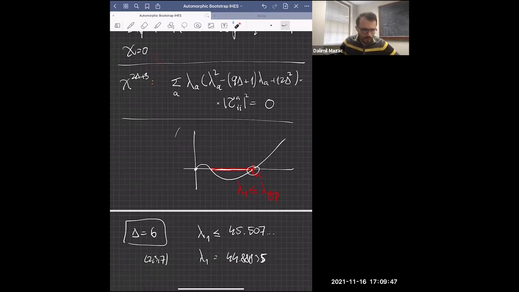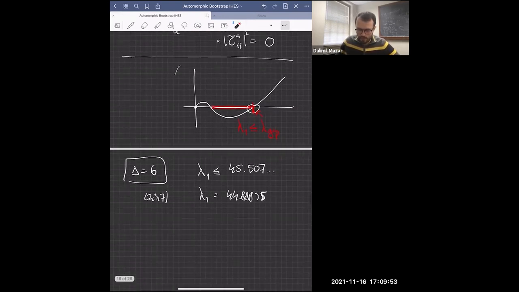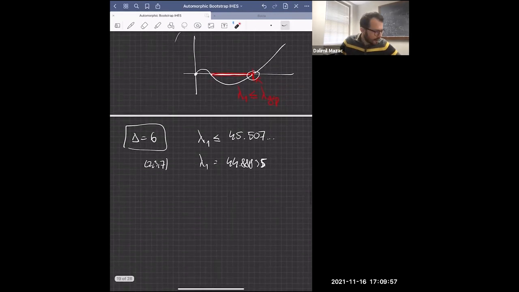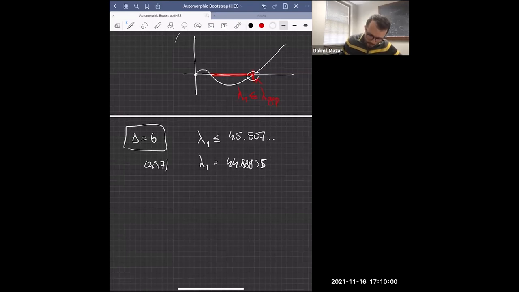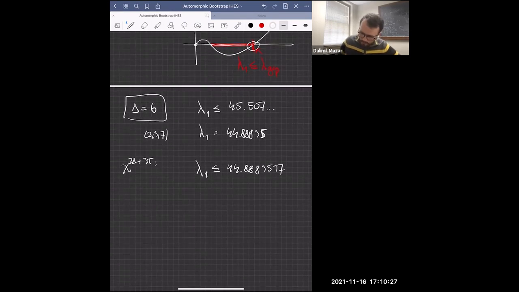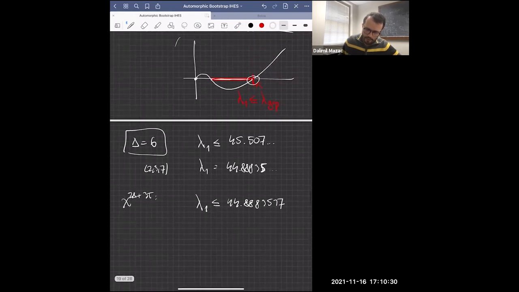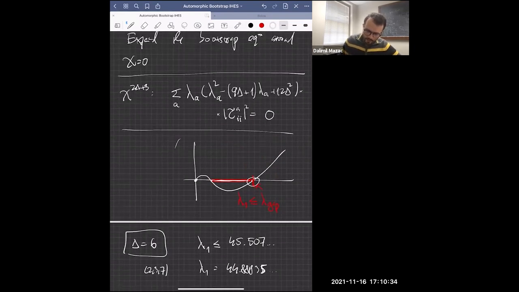And you can expand to any order you want, and then you can set up a systematic linear or semi-definite program. We did this using SDPB, thanks to David Simmons-Duffin and Walter Landry. And when we expand to order two delta plus, I think, like 35 or so, we get an upper bound using this logic, which is lambda one smaller than or equal to 44.888357. So to the number of decimal places to which we solve this Laplace equation on a 237 triangle numerically, we get a perfect agreement. Okay, so that's when we set I, J, K, L to be the same and delta equals six.